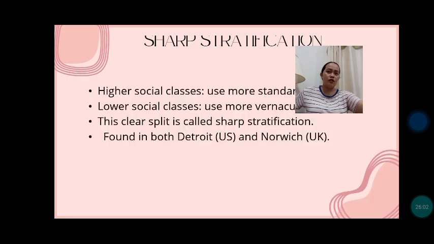Next, we have sharp stratification. From this, the sociolinguists found a clear pattern called sharp stratification. This means there is a strong distinction between how the middle class and lower class speak. Middle class speakers use more standard forms, while lower class speakers use more vernacular forms. These patterns have been observed both in Detroit, USA and North England, showing that this is a global sociolinguistic trend.